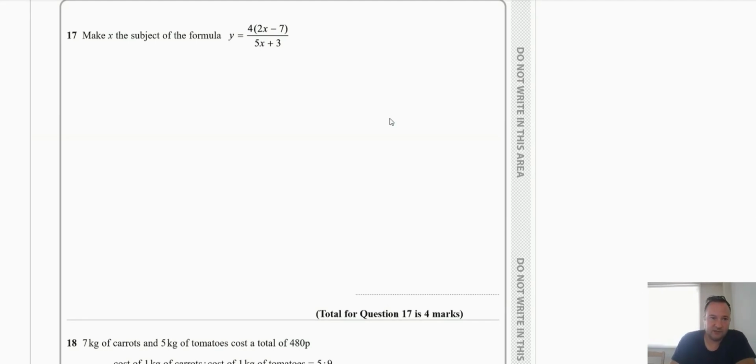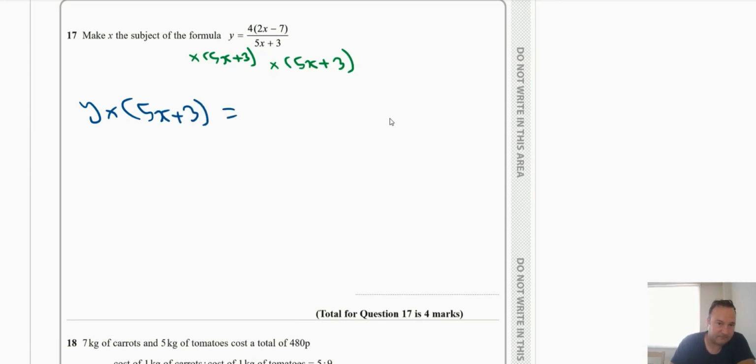So we need to get rid of the denominators. That's the first thing. So we multiply on both sides by 5x plus 3, and we have to make sure that it's all of 5x plus 3, that it's all the denominators. That's why we're using brackets. So we've got y times all of 5x plus 3. The denominators go away on the right-hand side, which gives us 4 brackets 2x minus 7.